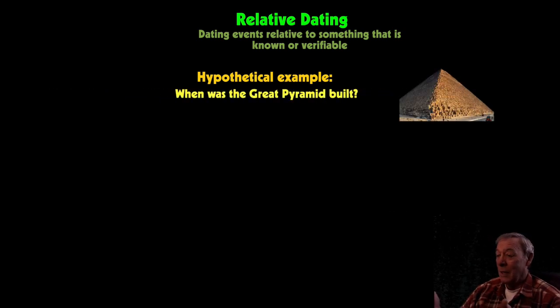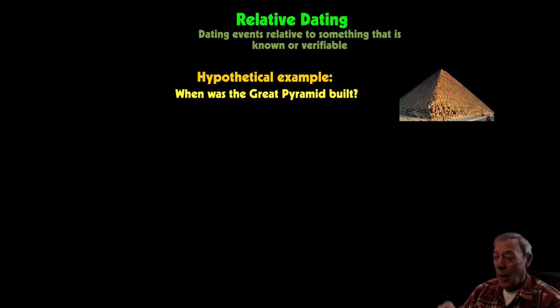Because the Egyptians never said when it was built, never identified a particular year when it began and when it was finished. And even if they did, how would those years relate to our years, to our date? So oftentimes that type of dating in the ancient world was based on monarchs or pharaohs' reigns.